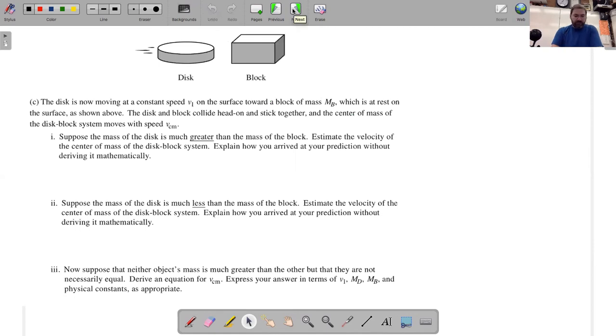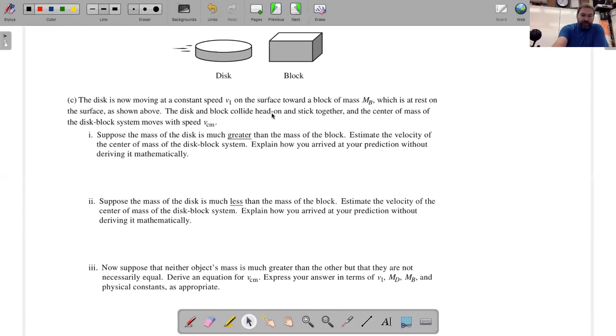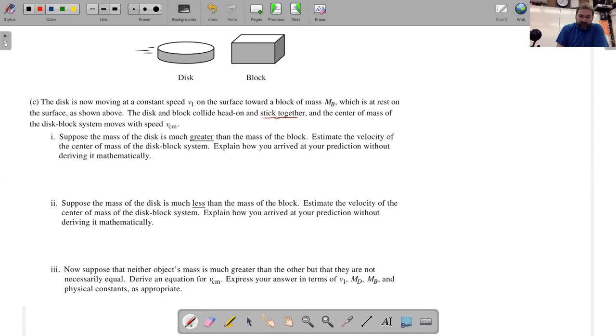Now, the disk is moving at a constant speed on a surface toward block mass m sub b. So the student's all done with it now. The disk is just moving along. The disk and the block collide head-on and stick together. That they stick together means that the collision is an inelastic collision. So we know that it's inelastic. And that makes the math a little bit easier.